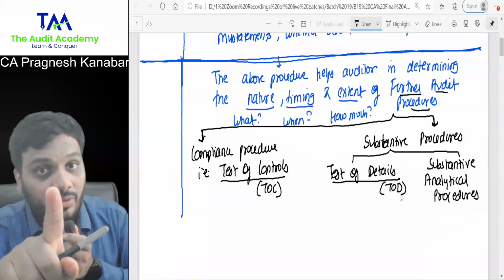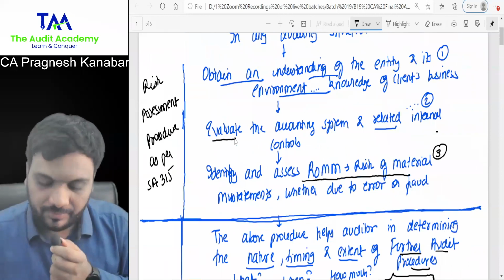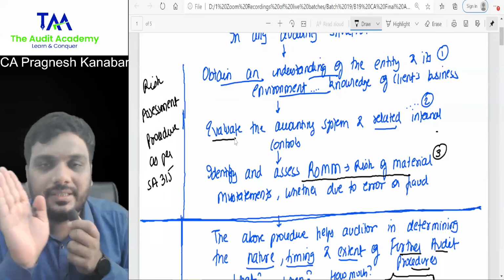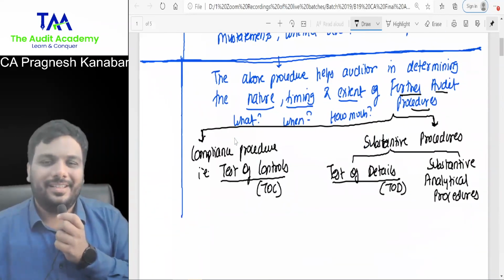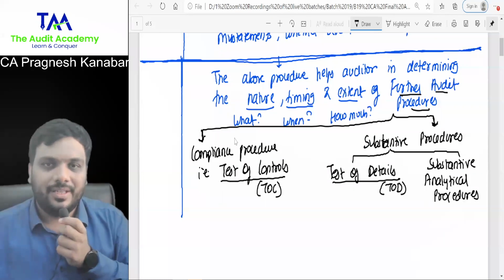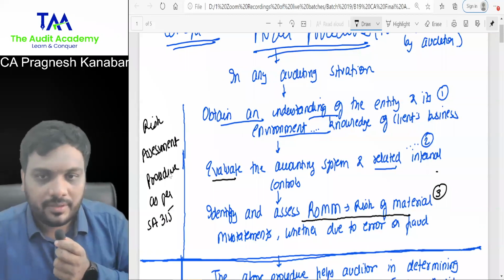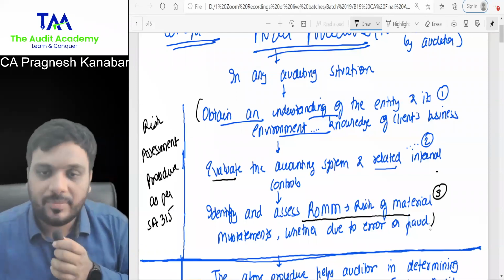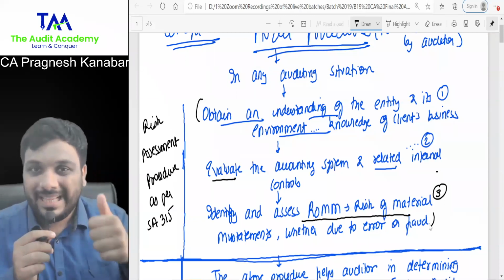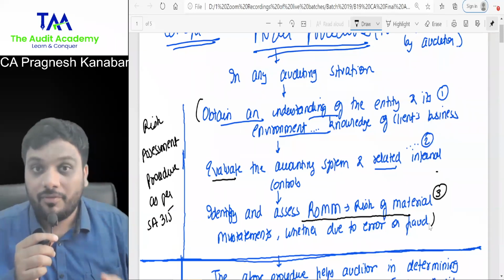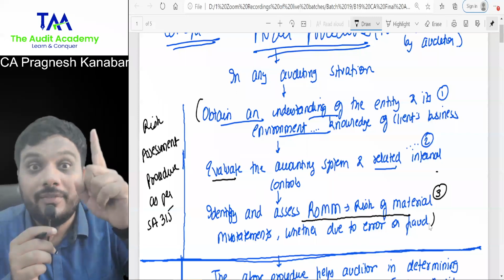Be very careful in MCQs and while writing your answers. When I am evaluating the accounting system, that is risk assessment procedure. But when I am testing the controls, that is further audit procedures. Focus upon my English very carefully. In my whole English of risk assessment procedure, did I use the word test? No. Test, examine, verify, check whether. These words will kill you. They will give you 0.